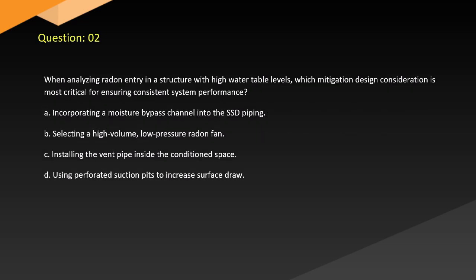Question 2. When analyzing radon entry in a structure with high water table levels, which mitigation design consideration is most critical for ensuring consistent system performance? A. Incorporating a moisture bypass channel into the SSD piping. B. Selecting a high-volume, low-pressure radon fan. C. Installing the vent pipe inside the conditioned space. D. Using perforated suction pits to increase surface draw.